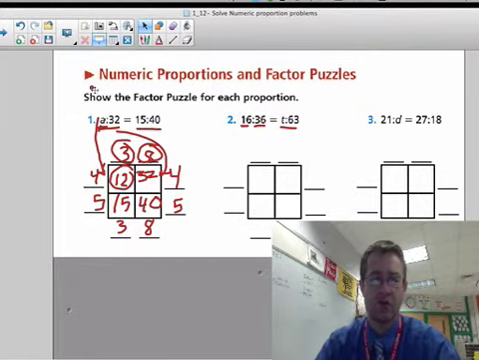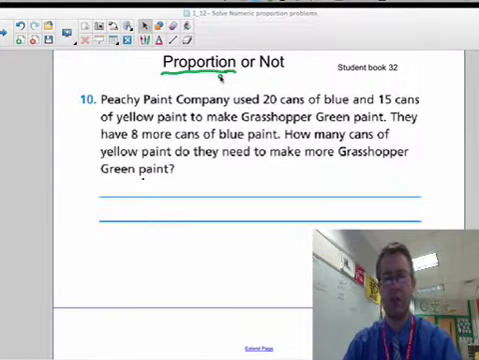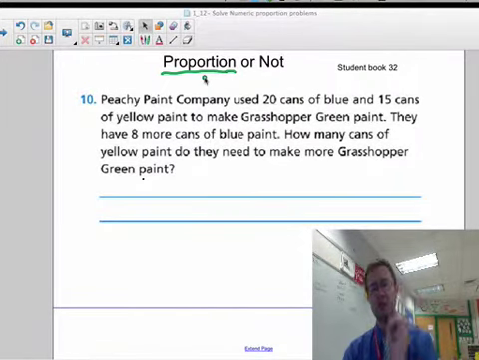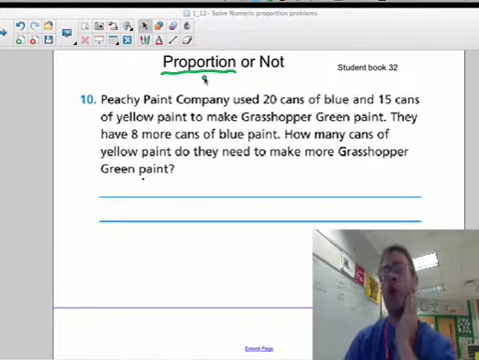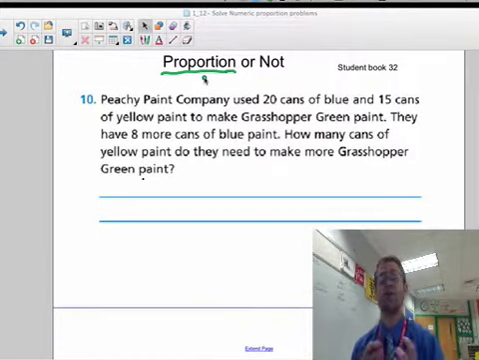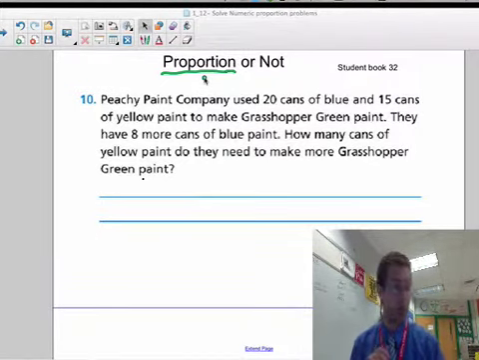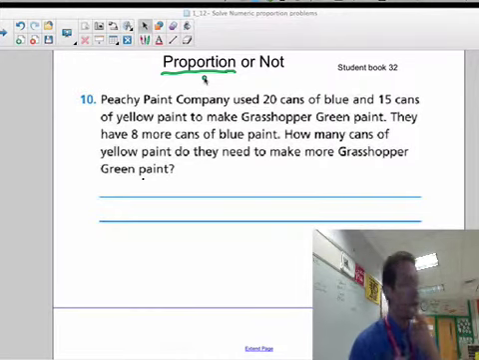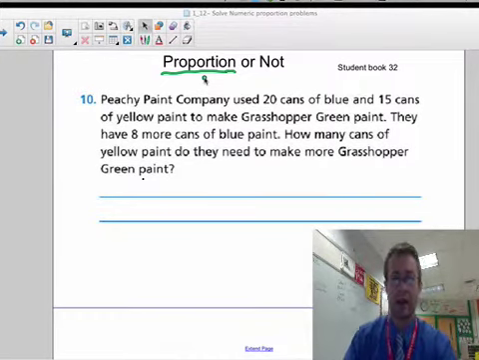Next, we're going to be looking at whether or not it's a proportion. So you want to turn to page 32 in your books. What you want to be looking at is, if you think it's a proportion, the problem must be an increasing or decreasing amount proportionally. So you want to be thinking, is it increasing at the same rate as you go from one proportion to another, or is it decreasing at the same rate? You want to be thinking about that as you're going through this.